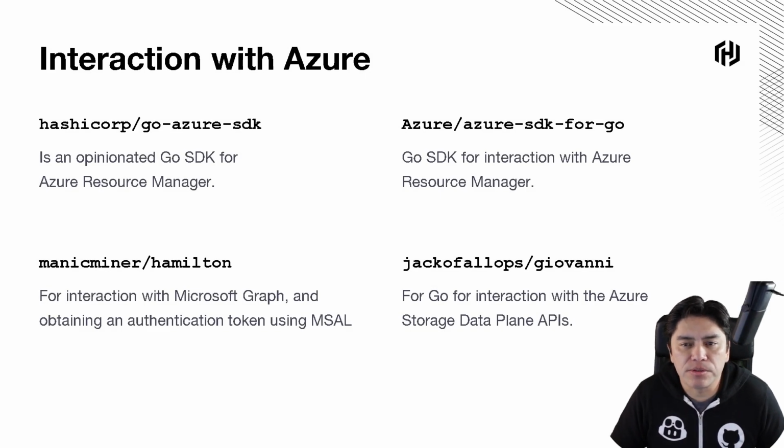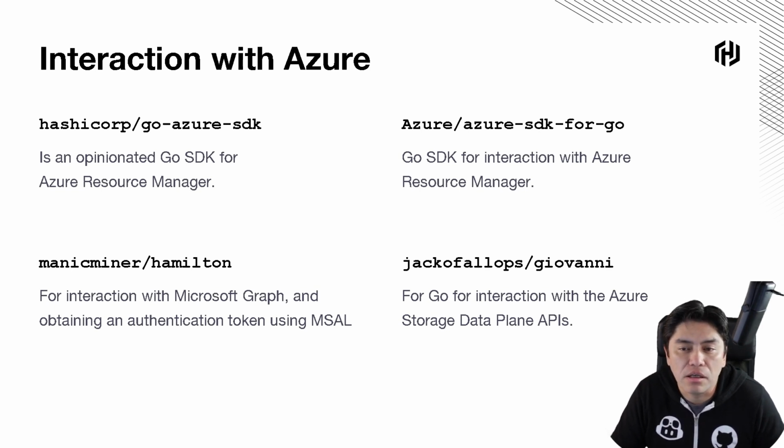The next step is to understand how the provider interacts with Azure in this case. As we mentioned before, the provider uses client libraries, and these are some of them. The first one, Go Azure SDK. This is an opinionated Go SDK generated by HashiCorp for interaction with the Azure Resource Manager. Next, we have the Azure SDK for Go. This is also for interaction with Azure Resource Manager, but this one gets generated from the Swagger files within the Azure REST API specs repo.